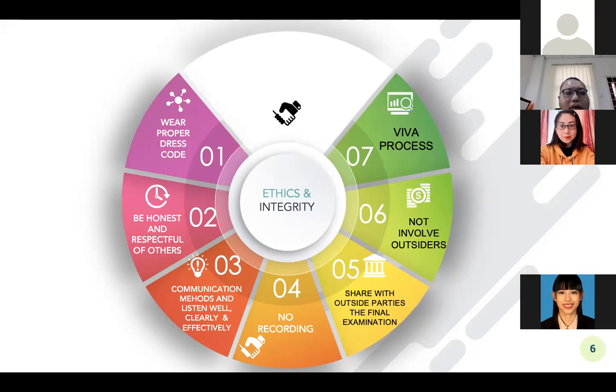Even if you are doing the online, wear a proper dress code. Okay, so you also need to wear a proper dress code. And then the second thing, be honest and respectful of others. So be good in the Viva. Don't show your arrogance and don't show any negative attitude during the Viva.